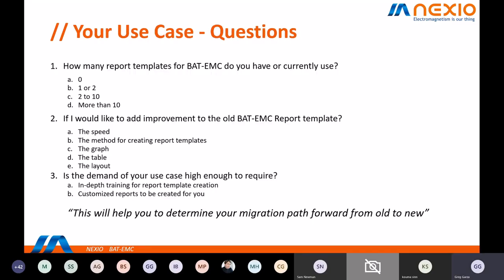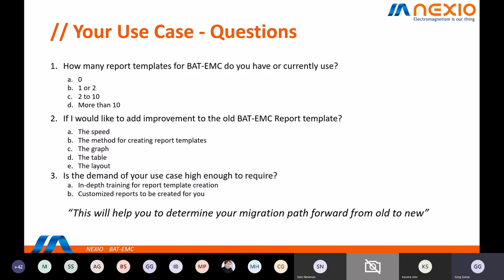Okay, so let's ask ourselves some questions. You as customers, these are good questions to ask yourself to help you determine your migration path forward from the old to the new. For example, how many report templates for BAT-EMC do you have or currently use? 0, 1, or 2, more than 10? More than 10 obviously is quite a demand, and that would help further the, shall I say, impetus to migrate forward. If it's 0 or 1 or 2, and let's say you're only doing some very low level, not too complicated test, then there obviously isn't a huge motivator to migrate so fast.